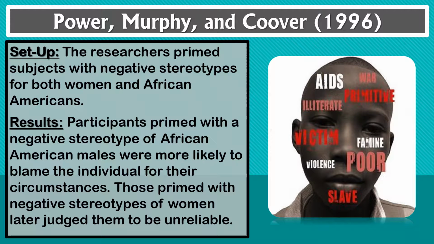The media plays a crucial role in using priming to create public biases on a global scale, particularly in reference to group stereotypes. In 1996, Power, Murphy, and Coover primed subjects with positive counter-stereotypes and negative stereotypes for women and African Americans as they are depicted in the media. Participants primed with a negative stereotype of African American males made more personal attributions of responsibility to African American males presented in unrelated media stories. For instance, a famous example like Rodney King. Subjects primed with negative stereotypes of women later perceive women to have less credibility in a particular event.